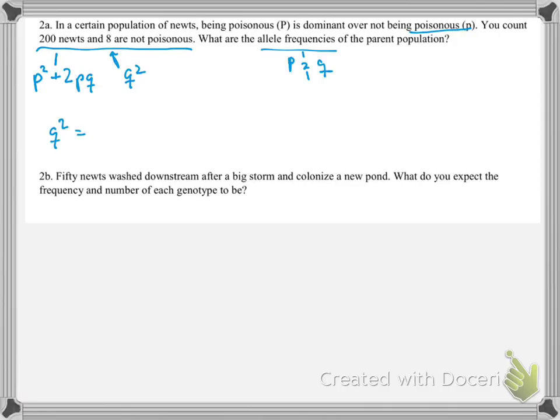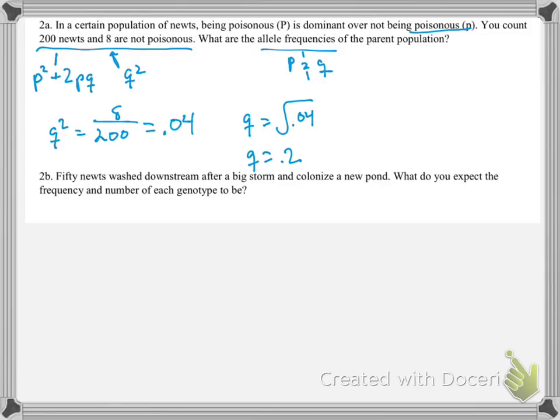So Q squared equals 8 over 200, which is 0.04. So the frequency of individuals in the population that are homozygous recessive for being non-poisonous is 4%. All right, so then in order to find allele frequencies, I have to convert to Q. So I take the square root of Q squared, and I get Q equals 0.2.